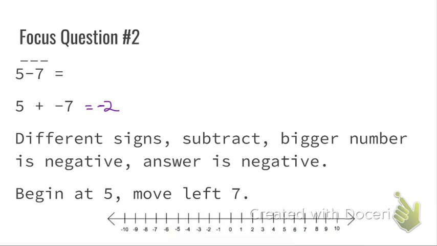We could also begin at 5 and move left because it says minus 7. 1, 2, 3, 4, 5, 6, 7. And there's our result, -2. So from here, left 7. There's my minus 7, or -7.